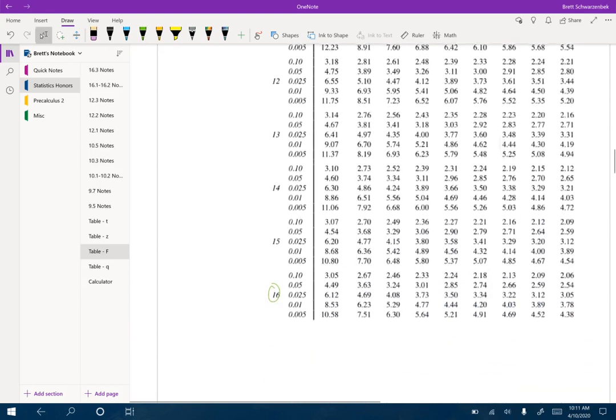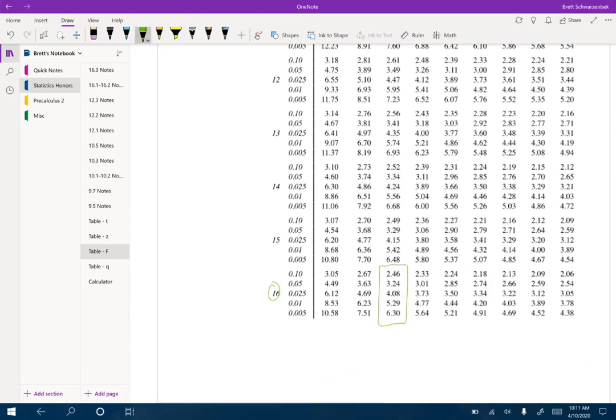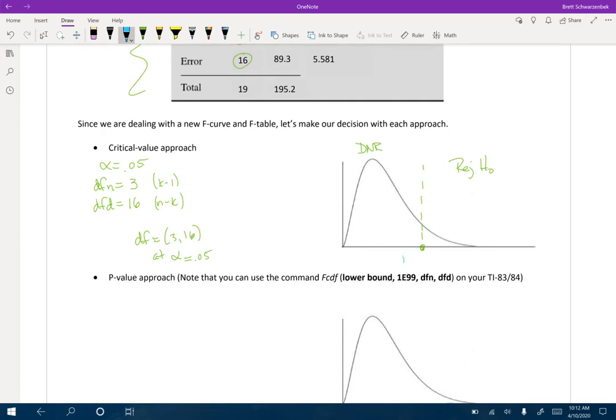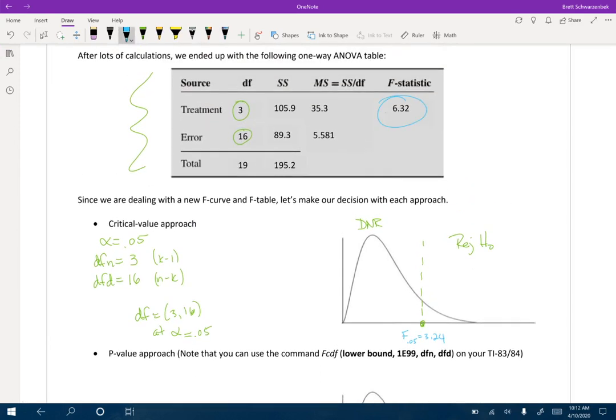So we're basically dealing with one of these 5 values. Which one is it? Alpha is 0.05, so we're dealing with that value right there. So 3.24 is going to be our critical value for this test. F of 0.05 is 3.24. Then we take our test statistic, F, and place it, as we normally do, in our chart. This is going to be about right there, 6.32, which means we are in the rejection region, and we therefore reject H0.